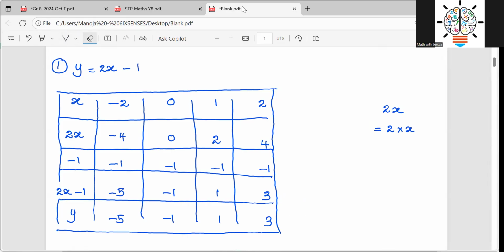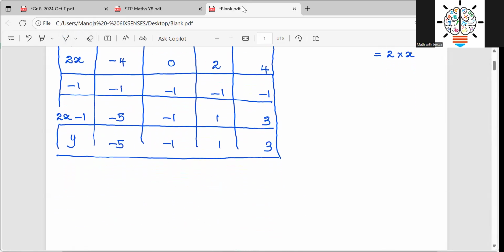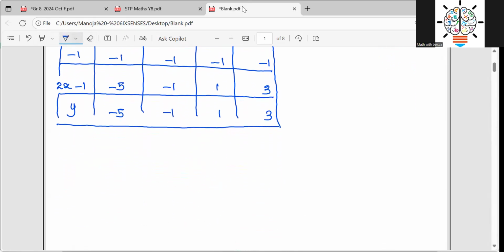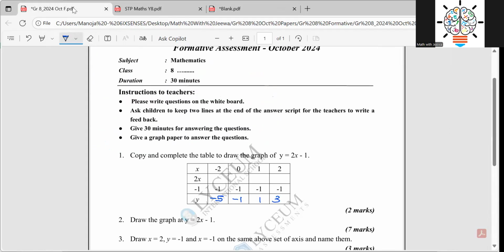After having this table, it is required to have the coordinates. How are we going to get the coordinates? Below the table, you write -2, -5. Put a comma. 0, -1. Then 1, 1. Then 2, 3. You write down the coordinates like this. We'll move to the next question.